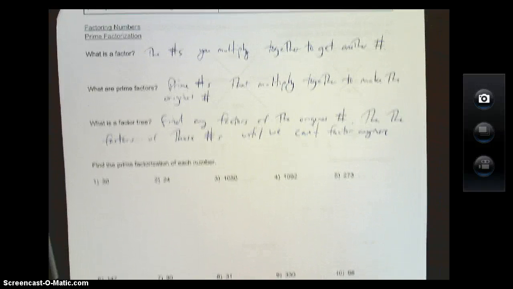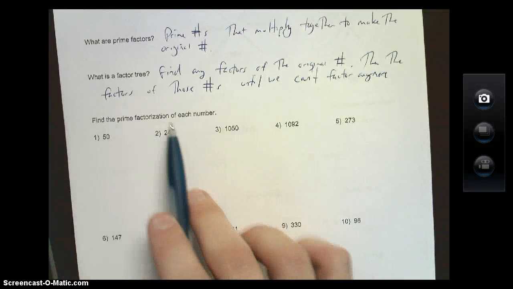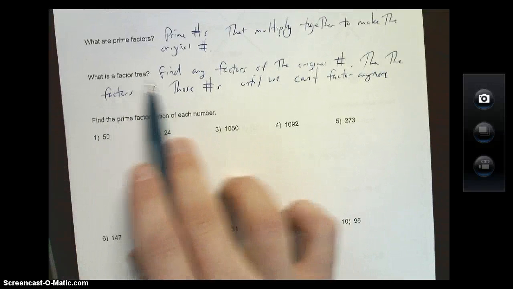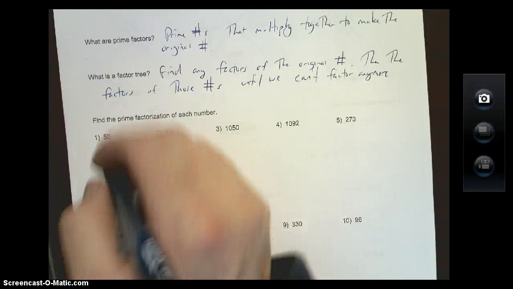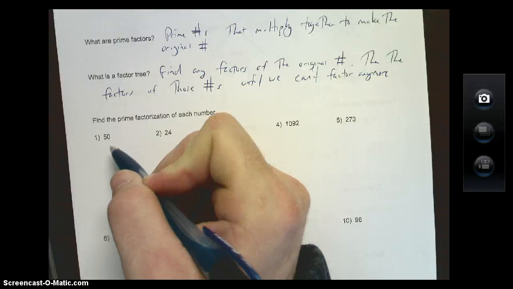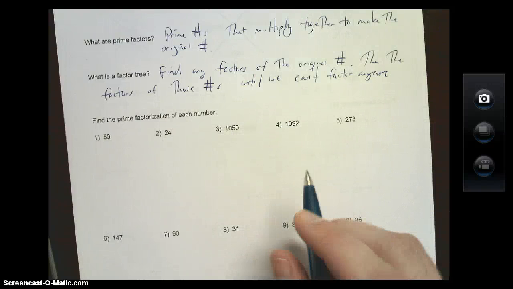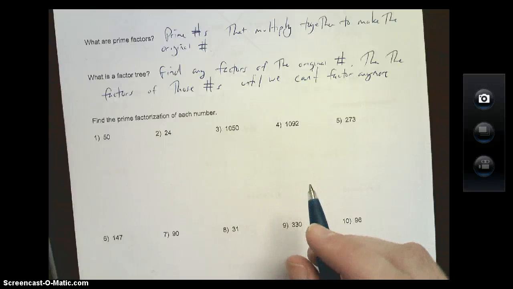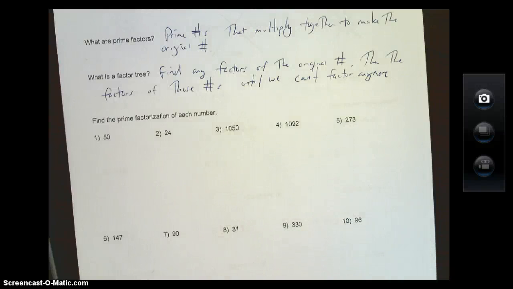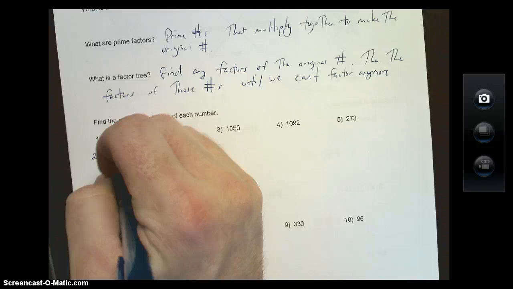All right. So what I'm going to do here is show you the first example, number 1 here. It says find the prime factorization. We're going to use this concept of a factor tree to get to it. Here's the neat thing about it. You just want to think of any two numbers that can multiply to give me 50. You want to try and stay away from 1, obviously, because that's prime and you won't be able to break it down at all. So I'm going to stick with 2 and 25.